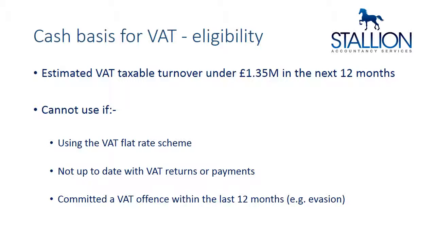Eligibility for the scheme. The estimated VAT taxable turnover for the next 12 months must be under £1.35 million. But you can't use the scheme if you're using the VAT flat rate scheme. You also can't use it if you're not up to date with your VAT returns or your payments, or if you have committed a VAT offence, such as VAT evasion, within the last 12 months.